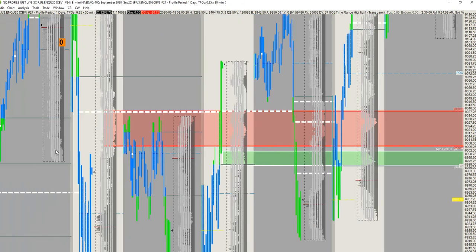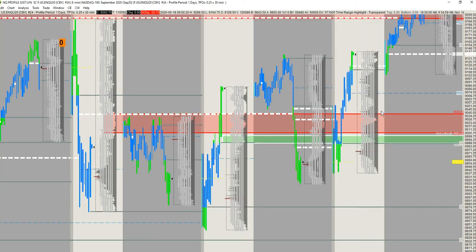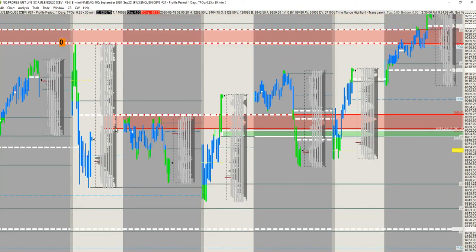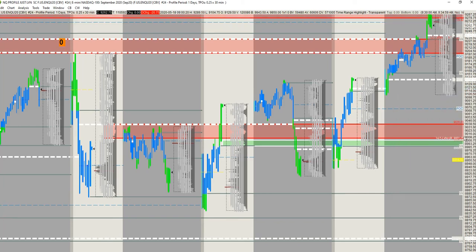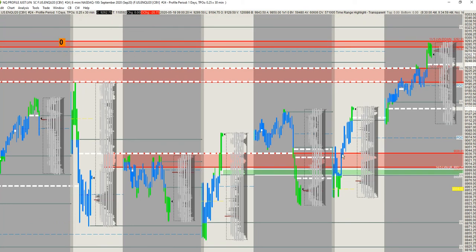And this is where, when we had the day there, the single print basically, we still couldn't close, and basically we rejected that zone in the overnight here, closed above it, so we closed above that red zone, and we had this low volume node here, right, that started the move up. So this green is where you want to see buyers hold, and you want to close the market above this zone.